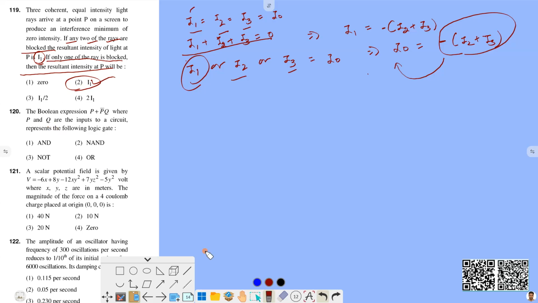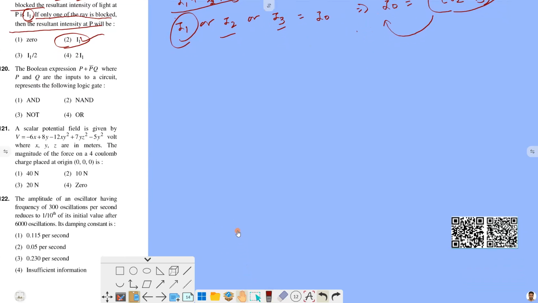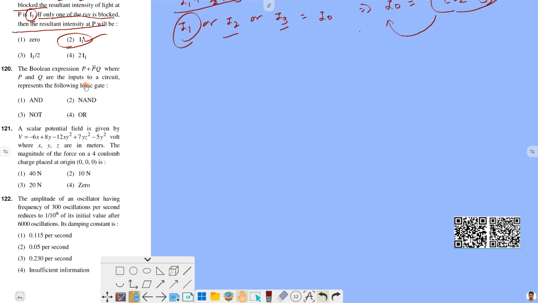Now moving to the next one. 120. The Boolean expression P plus P bar Q, where P and Q are the inputs to the circuit, represents the following logic gate. So here we have P plus P bar Q. What we can do here is make a truth table for this. So let me add a table.